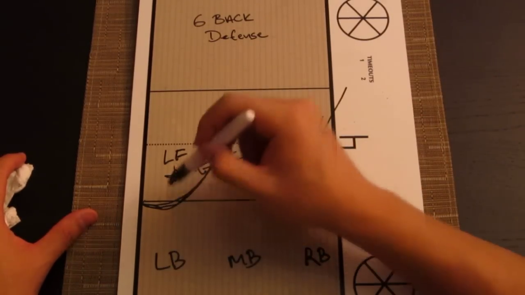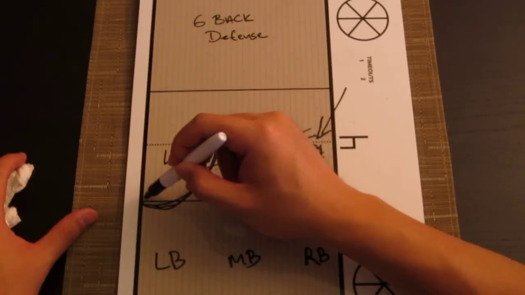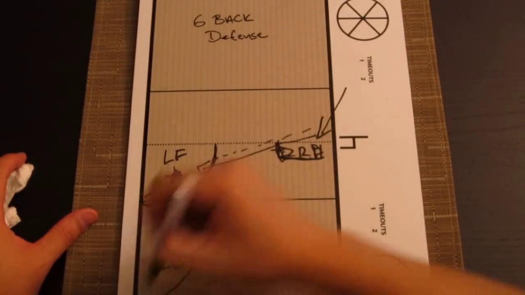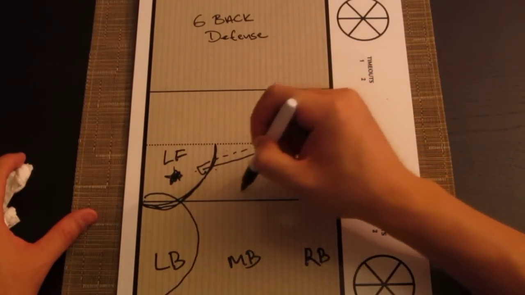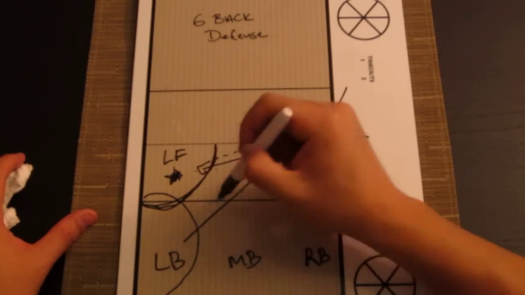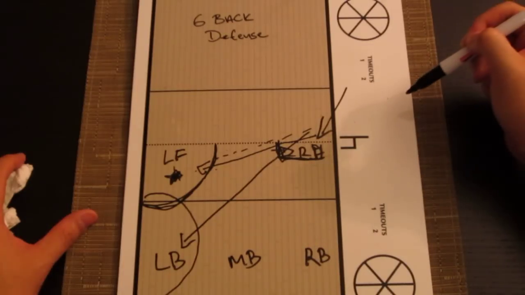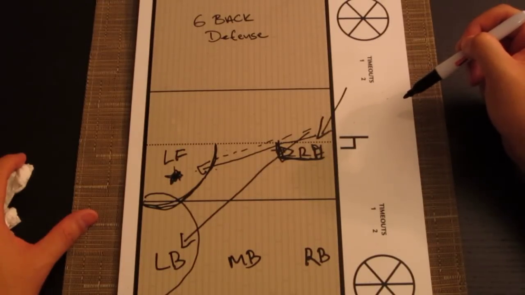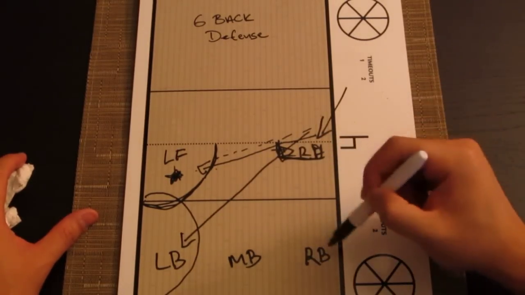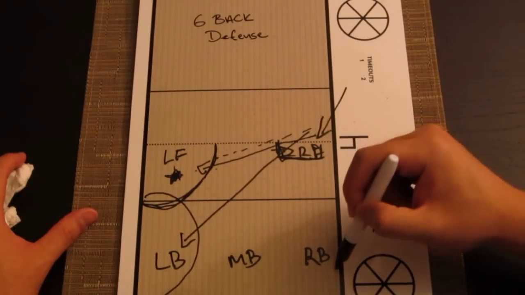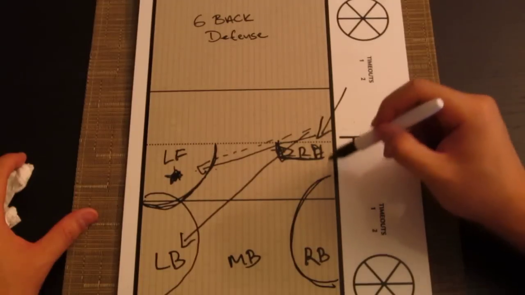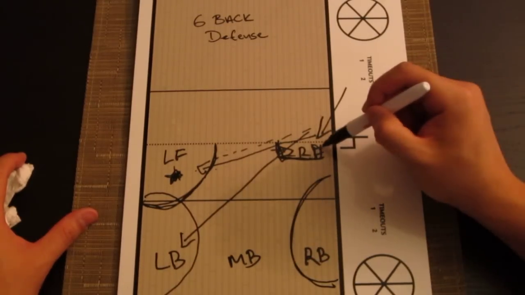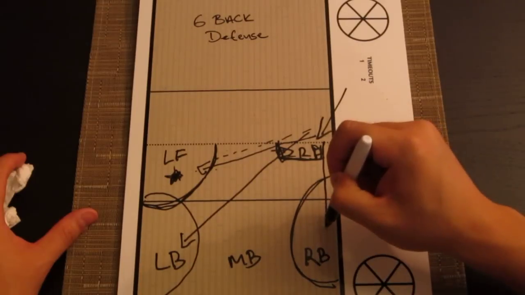The left back player will be responsible for taking the deep cross-court shots. Your right back player has a half circle here, and they're going to be responsible for taking the line shots.